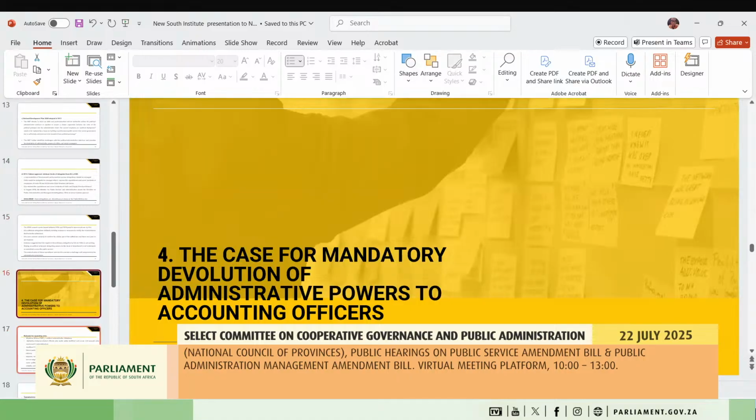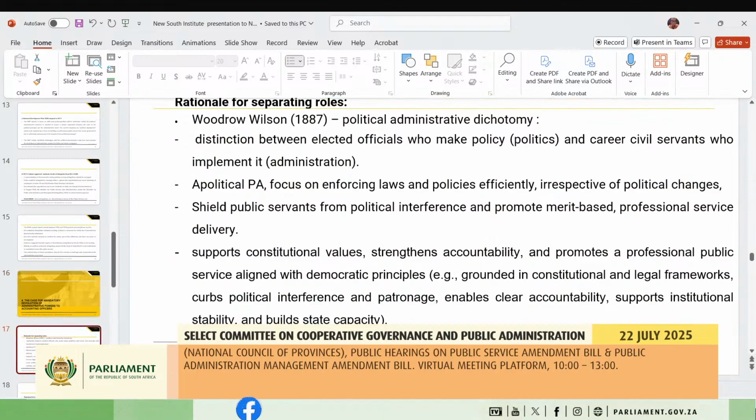Now we move into the case for mandatory devolution of administrative powers. For us, we thought let's go back into the rationale for separating roles and responsibility and go into public administration theory, because obviously in public administration there's a framework which guides the work and how things are organized. And there's somebody who is regarded as a founder of public administration, Woodrow Wilson, highlighting the political administrative dichotomy, and therefore the distinction between elected officials who make policy and career civil servants who implement it.